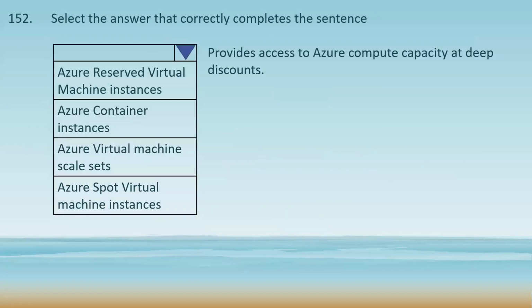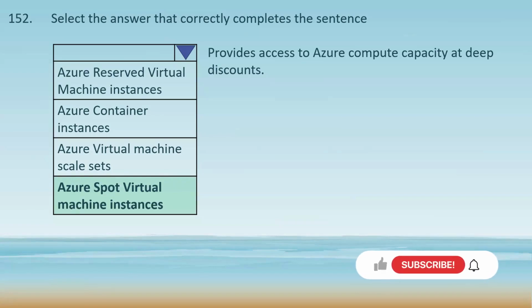Select the answer that correctly completes the sentence. Now you have four options: Azure Reserved Virtual Machine Instances, Azure Container Instances, Azure Virtual Machine Scale Sets, Azure Spot Virtual Machine Instances. Which of the following provides access to Azure compute capacity at deep discounts? And the correct answer in this case is Azure Spot Virtual Machine Instances. They provide access to unused Azure compute capacity at deep discounts.